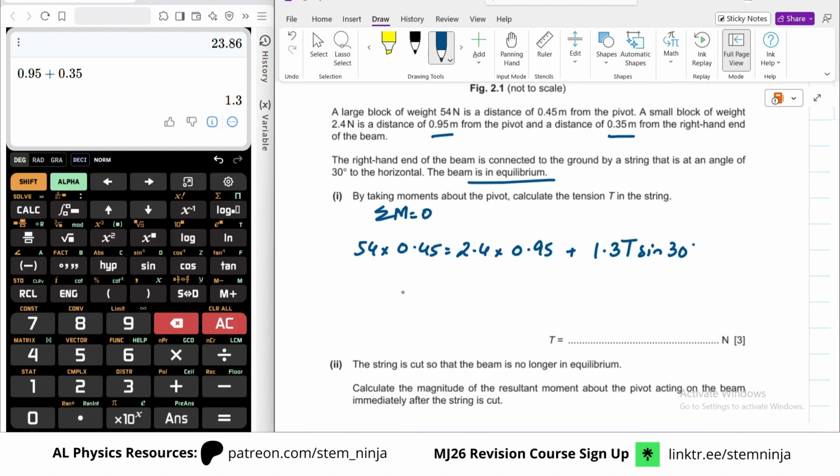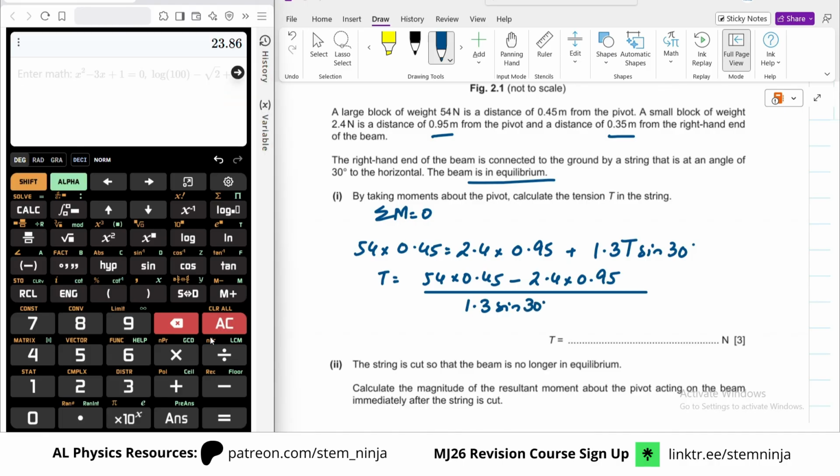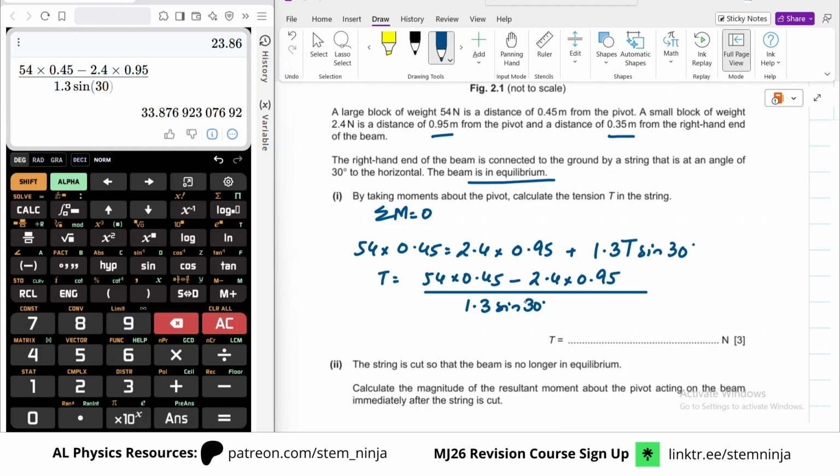Okay, now we just need to find out T. So T would be 54 times 0.45 minus 2.4 times 0.95, divided by 1.3 sine of 30. Sine of 30 is just 1/2. So 54 times 0.45 minus 2.4 times 0.95 divided by 1.3 sine of 30 degrees. So we can just call it 33.8, 34, let's call it.